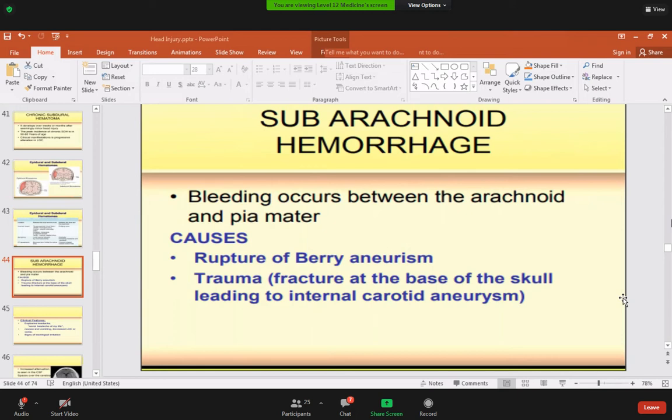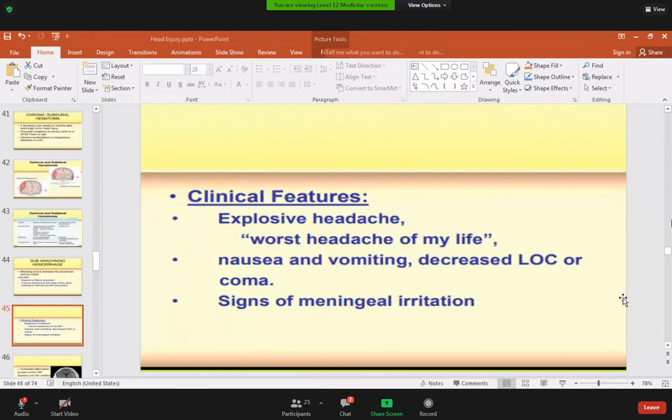And there is a very typical presentation. Headache, patient may complain of headache many times. Patients usually present before the rupture complaining of sudden headaches, and headaches are uncontrolled, but they are brief headaches, not prolonged. And then they may present as an emergency case, severe headache and loss of consciousness. So clinical features are explosive headache. Patients may complain that it is the worst headache they have ever felt. Associated symptoms can be nausea and vomiting, decreased level of consciousness and coma, or there may be signs of meningeal irritation.